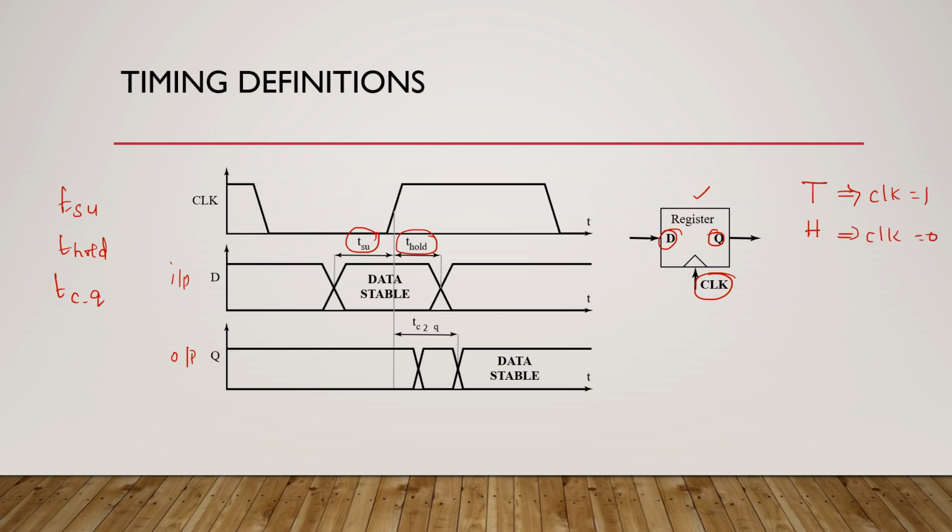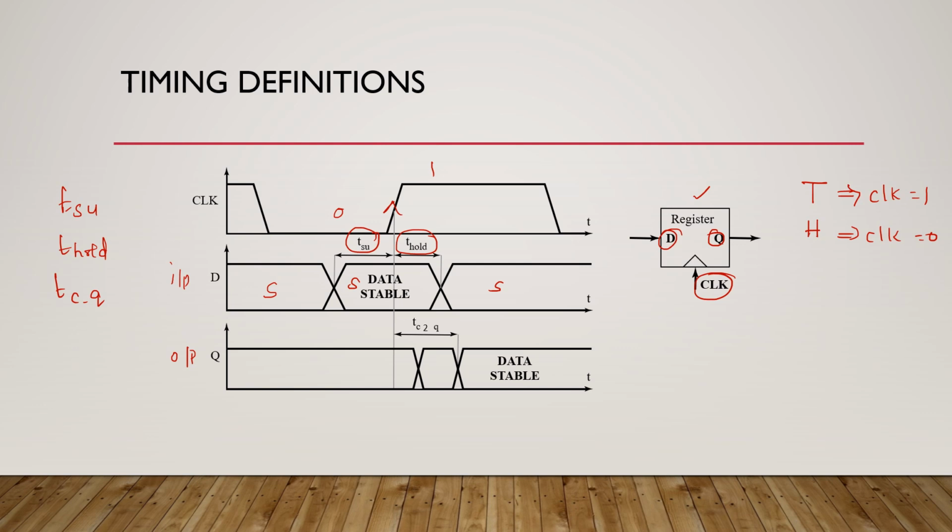See here, my input data here it is stable. This double line indicates that it is stable. Here also it is stable. Here also it is stable, right? This point only it is changed. Okay, the input data is stable for some time before the clock rises from 0 to 1, right? And also the input data is stable after the clock has risen, right?